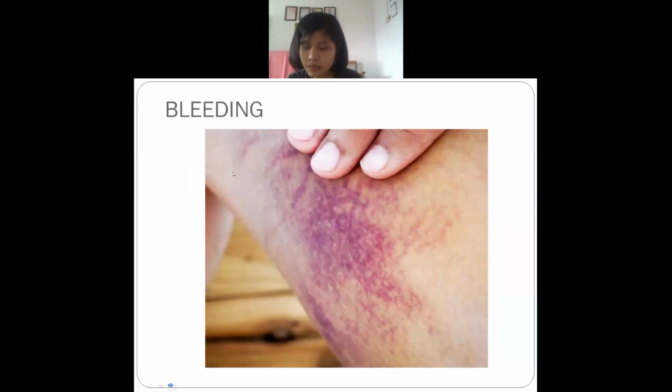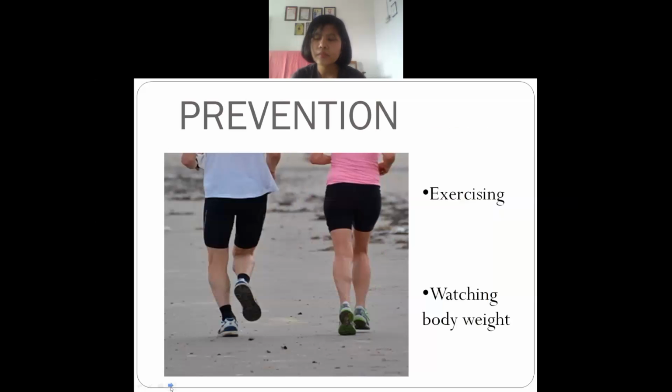The next complication is bleeding. The person will have bleeding also. It's bleeding inside, so it will occur in this manner. All right. So these are some complications that you will find in the varicose vein. Now let's see about the prevention.